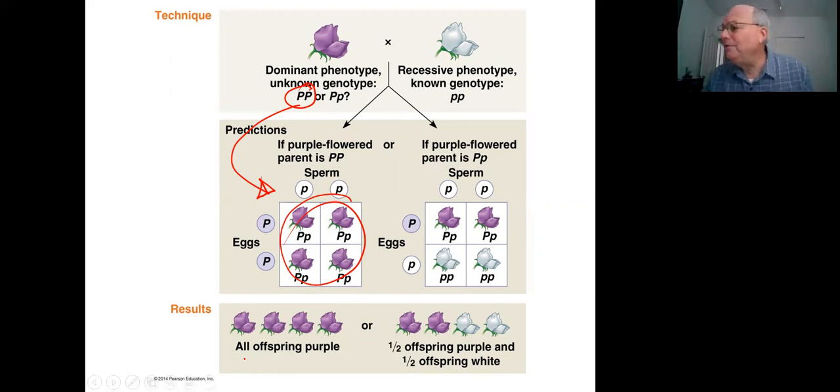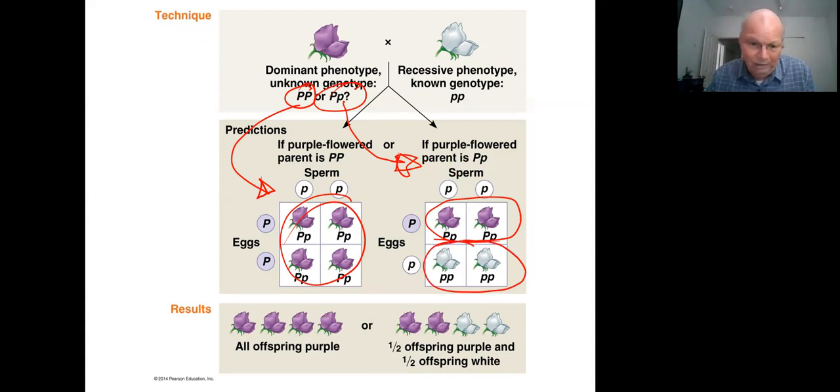On the other hand, if this individual is heterozygous, this parent is still only going to be providing little p's. But now there are alternative outcomes from the purple parent. They can provide the big P or they can provide the little p, which is going to give us two types of offspring. There will be offspring that are going to be heterozygous if they get the big P from the purple parent, but there are going to be offspring that are going to be homozygous recessive and therefore be white if they get the little p from both parents. And so if the unknown is heterozygous, then you're going to get half purple, half white offspring.